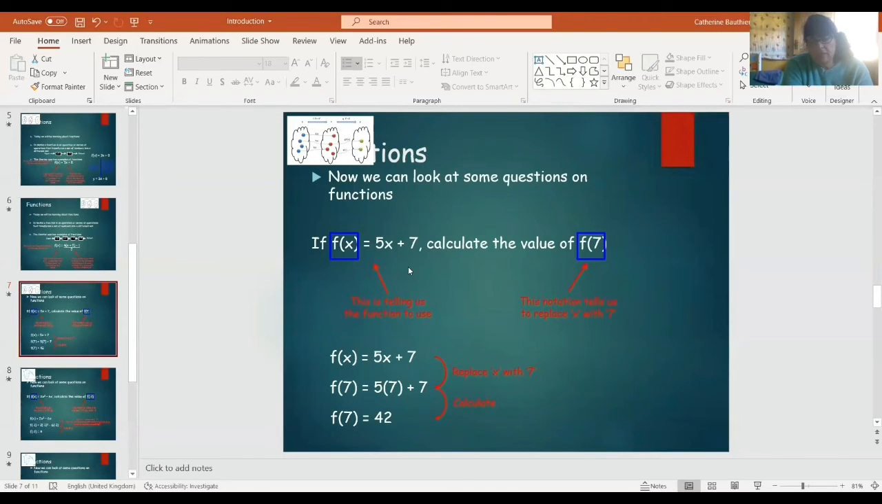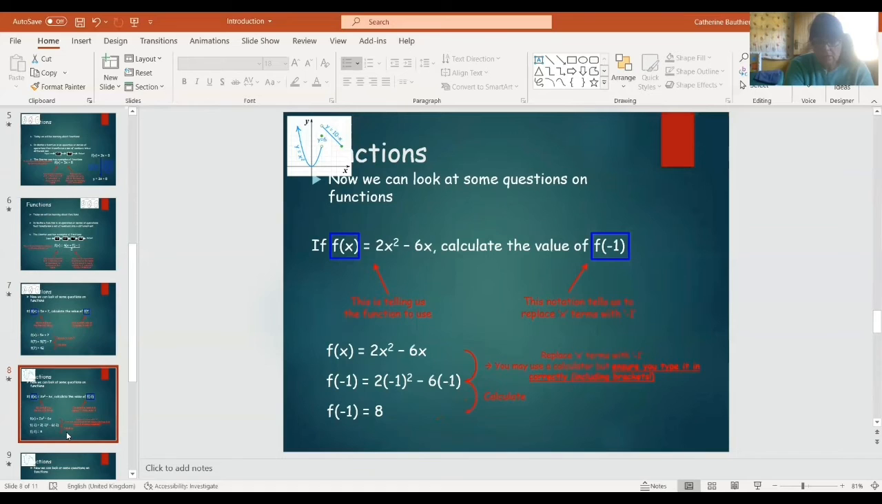So they said if f of x is 5x plus 7, calculate f of 7. What have they done? Well, f of x is y, so y is 5x plus 7. And they want you to find y when x is 7. So all we do is in the place of x, we put 7. 5 sevens are 35. 35 plus 7 gives you 42. Right? Hope you're fine with that. Let's get to the next one.